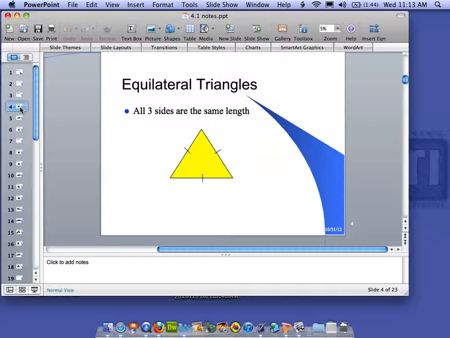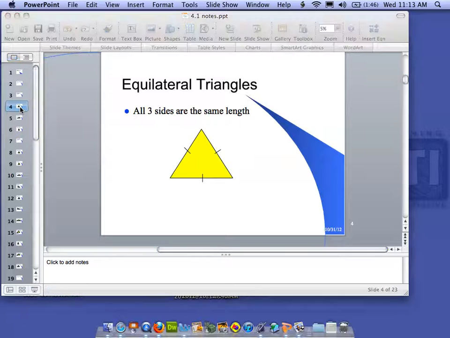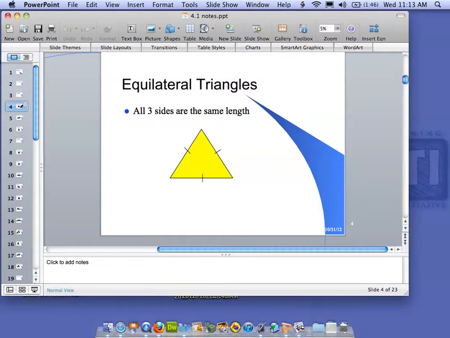An equilateral triangle is a triangle where all three sides are the same length. And remember, we talked about when you notch the sides, that's to indicate that those sides have equal measure.